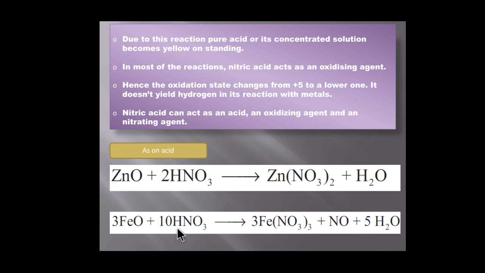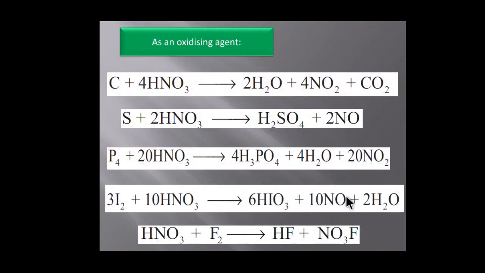In adding excess of nitric acid, give excess of water, and the byproduct increases. As an oxidizing agent, the non-metallics like carbon, sulfur, phosphorus, and iodine are oxidized by nitric acid. Is it clear?